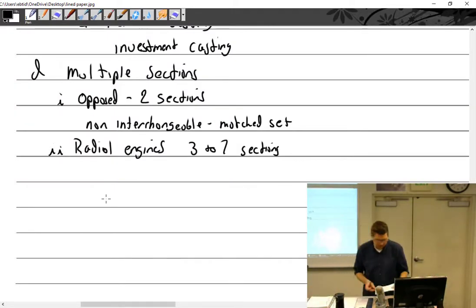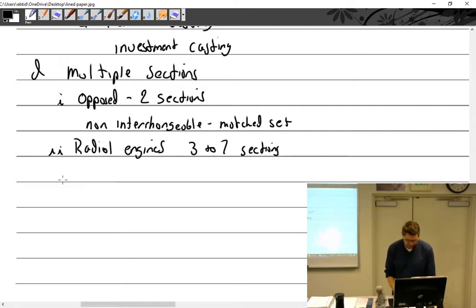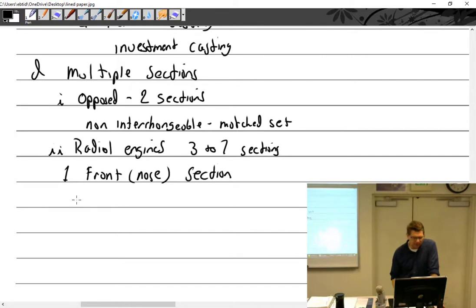And what are my sections? All right. There we go. You're always going to have a front. Well, that makes sense, right? A front, or sometimes called the nose section. Nose section. And the nose section is important because without it, you don't have a front of an engine. Because it usually, and when I say usually, it means like all the ones I've ever seen, contains the thrust bearing. Thrust bearing.